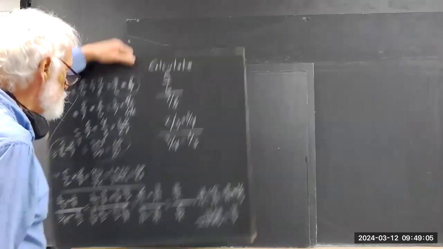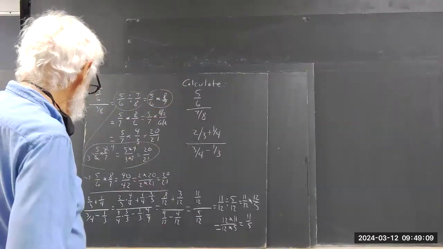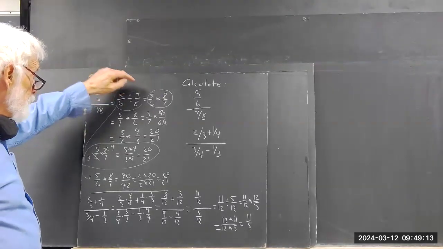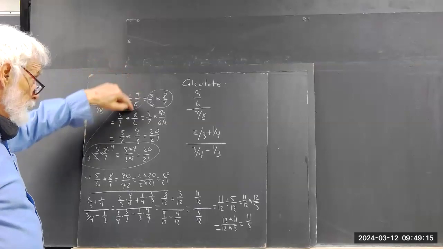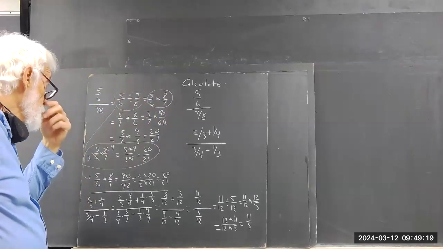Won't hurt to go over it again. Got 5/6 over 7/8. 5/6 over 7/8 means 5/6 divided by 7/8, which is 5/6 times 8/7.